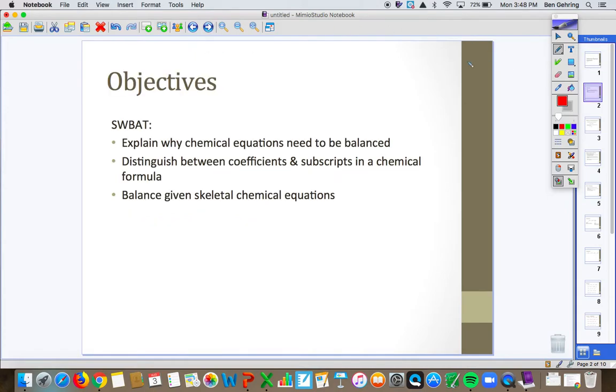So at the end of this lesson, you will explain why we have to balance chemical equations. You'll be able to distinguish between what are called coefficients and subscripts in a chemical formula, and you will be able to balance skeletal chemical equations. So I'm going to give you the equation, you just have to balance it.